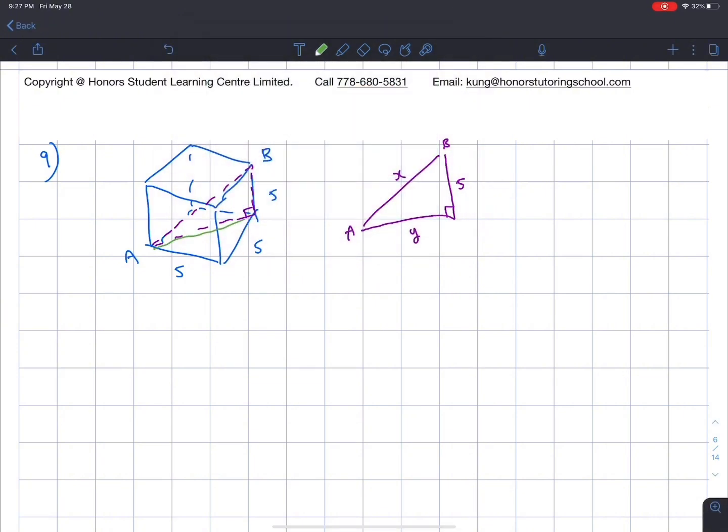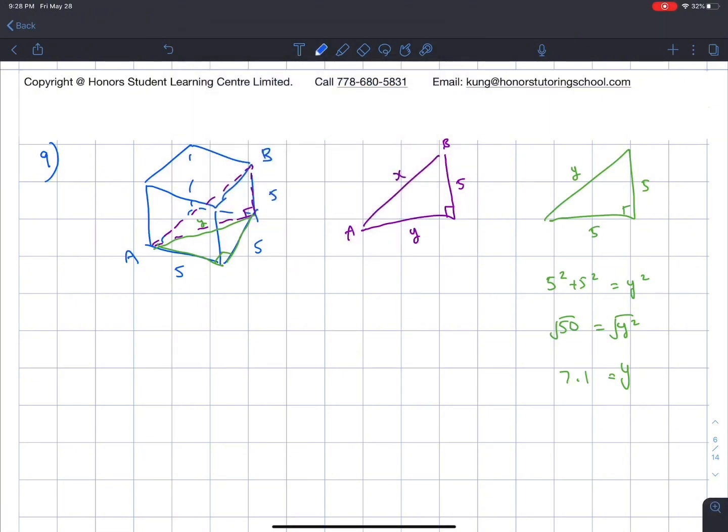And then I'll also take out this bottom triangle that is flat. So take it out here. This is 5, this is 5, right? That's 5, that's 5. And this would be y. All right, so now I can find y first. I can say 5 squared plus 5 squared equals y squared. So 25 plus 25 is 50. 50 equals y squared, and then we square root both sides. We get y equals 7.1.